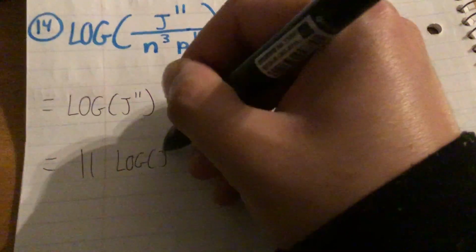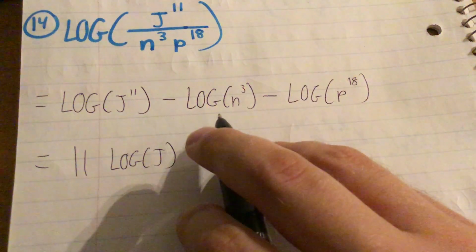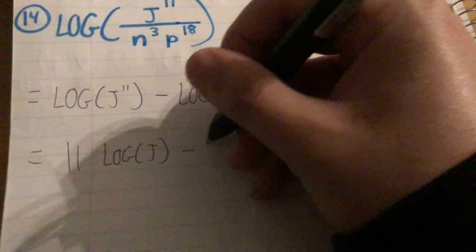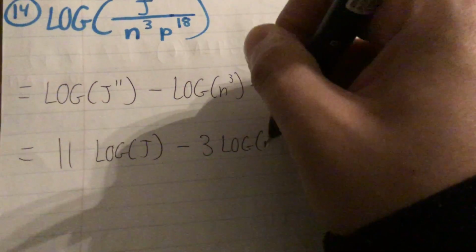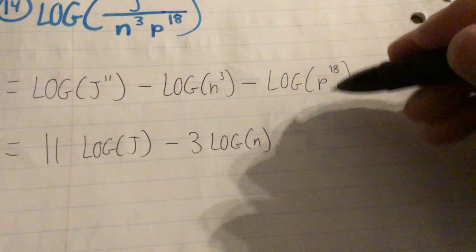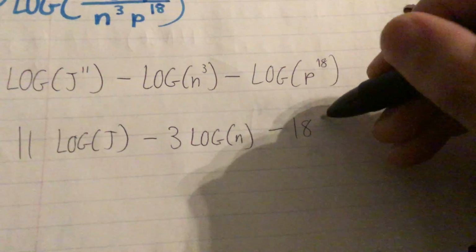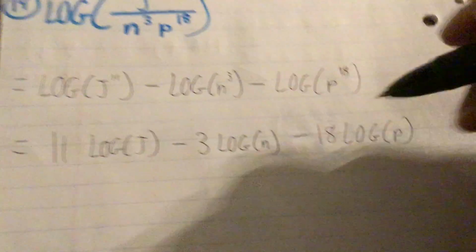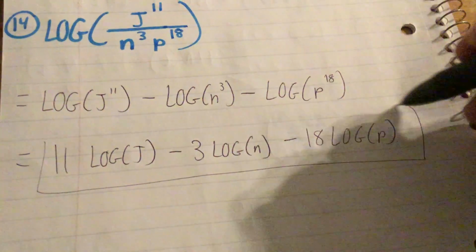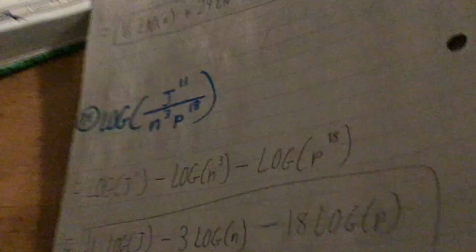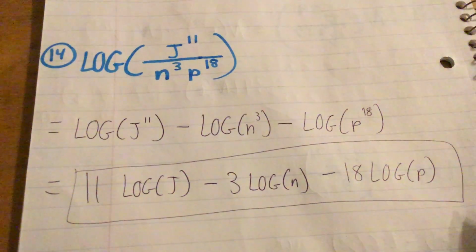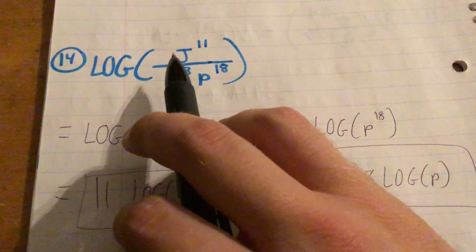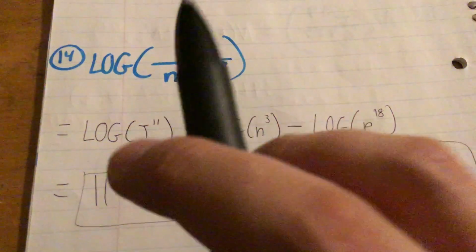Now, log of j to the 11th becomes 11 log of j. Negative log of n to the 3rd becomes minus 3 log of n. And minus log of p to the 18th becomes minus 18 log of p. Box. And I think that's it. Yeah, that's it. But the main idea is that if there's a numerator, it's positive. If it's a denominator, it's negative.